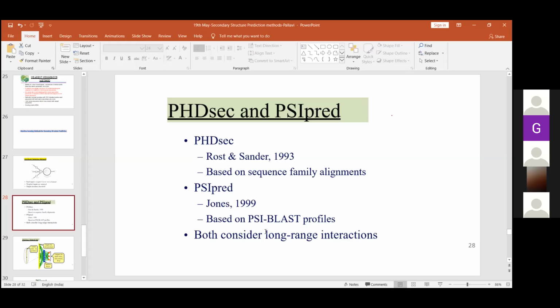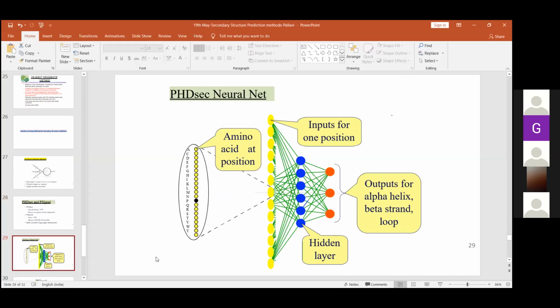It considers the long range interactions. Like this, I have shown you that PhDSec neural net uses the ANN. Amino acid at a particular position is used as an input. Then in the hidden layer, you have the processing based on the training that has been imparted to the classifier. And as an output, you get either alpha helical, or beta strand, or loop.